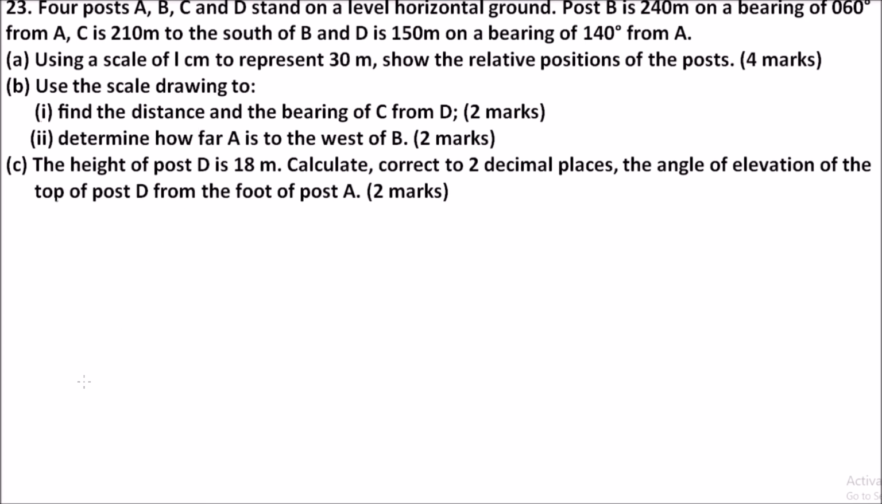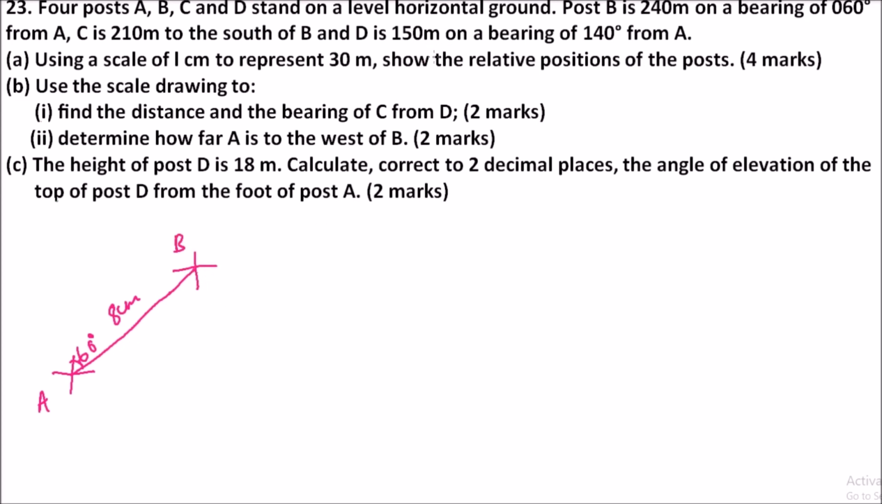For you to be able to answer this question, you need to make a sketch, then you will make the real drawing so that you understand how your diagram will look. We start from A, we make a compass there, and we are told B is 240 meters on a bearing of 60. So here we have an angle of 60. Since it is 240, you divide by 30. There you make 8 centimeters, and this is where we have our point B.